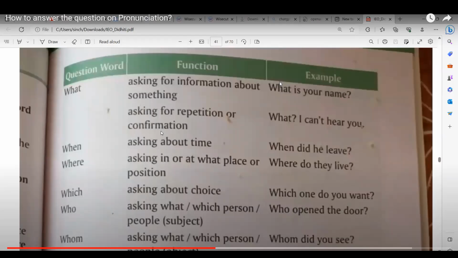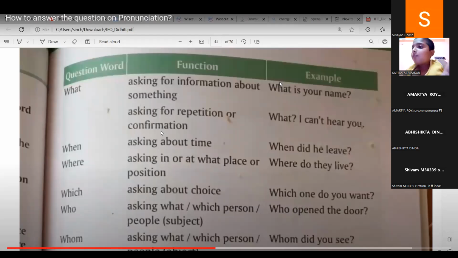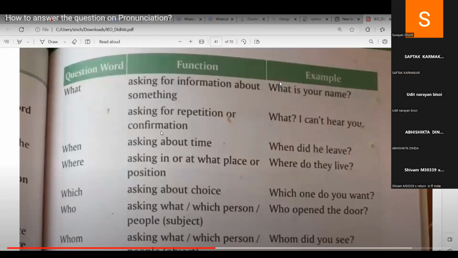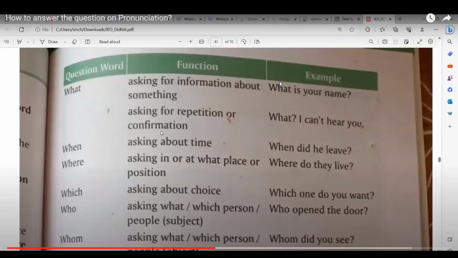Very good. Okay. Now, you tell me, Abhishekta, an example with who? Who is your best friend? Very good. Shapto, give me an example with who, beta? Who is your favorite person? Very good. Excellent. Okay, now, Rajdeep, can you give me an example with who?